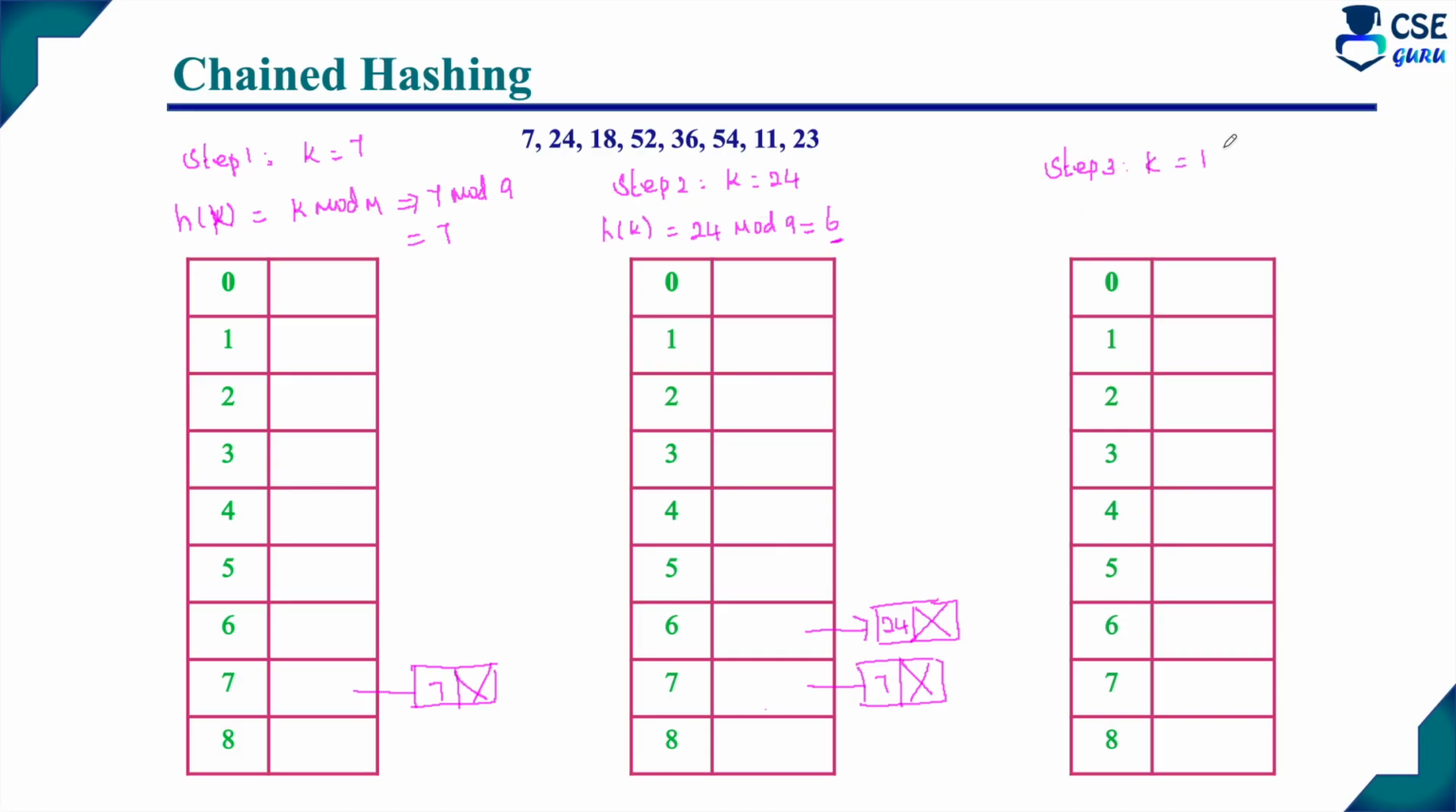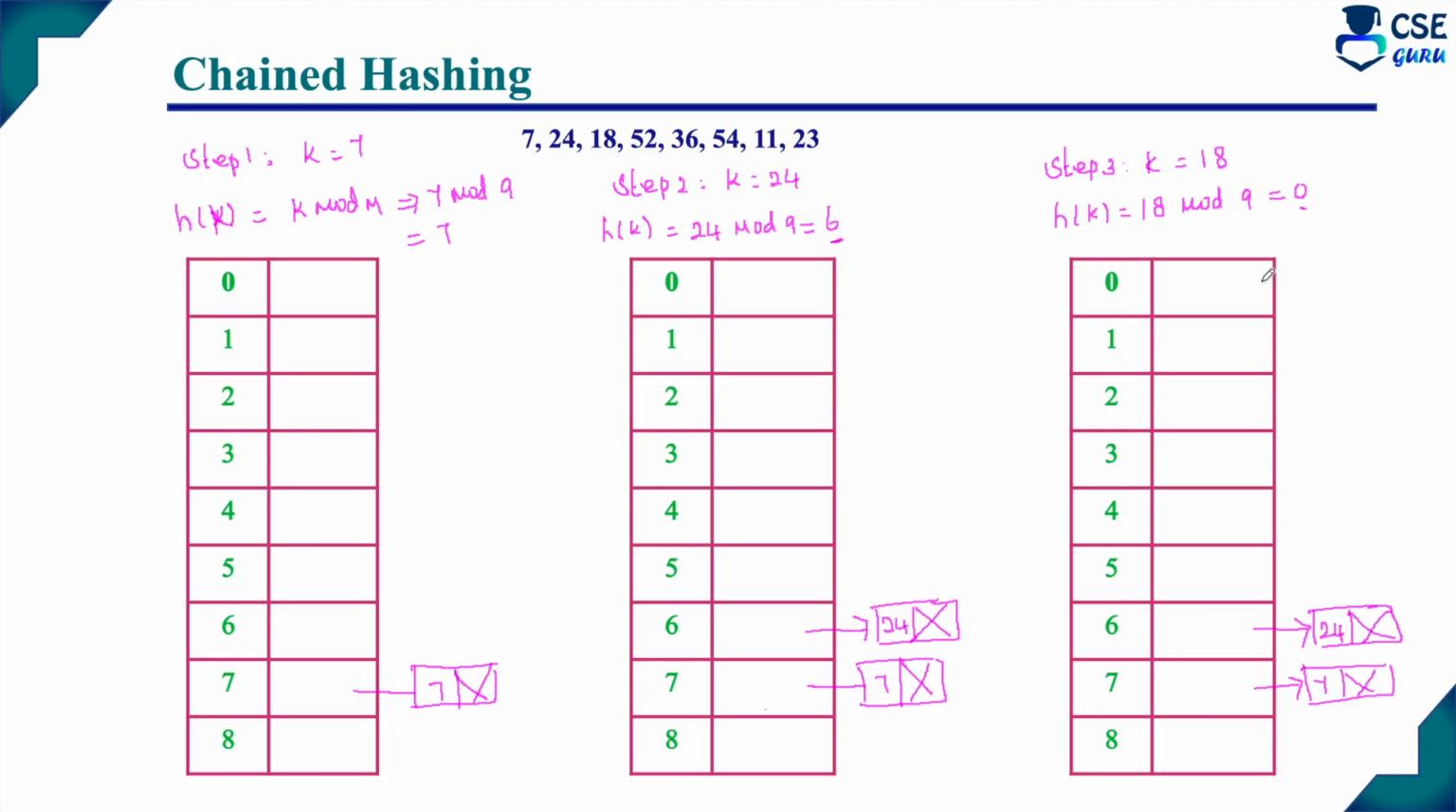Third key element is 18. And h of k is equal to k mod m. K is 18, m is 9, so here you will get the value 0. Already in the hash table, we have placed 24 in the 6th memory location and 7 in the 7th memory location.